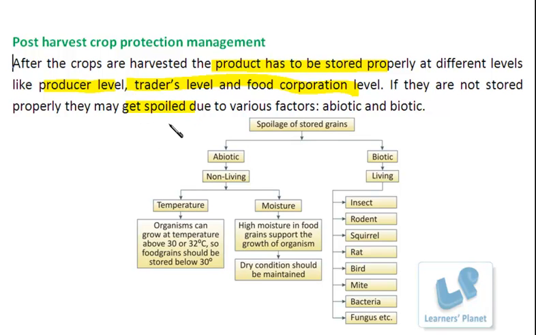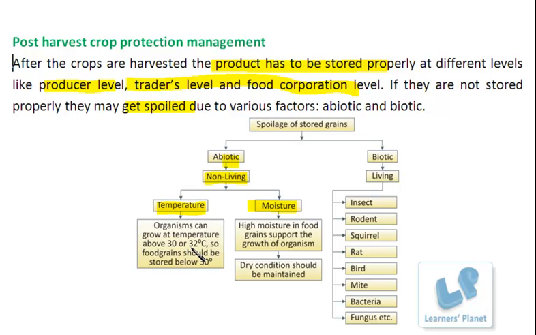And the factors behind the spoilage are of different types, which can be abiotic or biotic. The abiotic factors are non-living, as the name itself suggests. A means absence and bios means life. So those parts which do not have life, that means the non-living things in short. Which are these non-living factors which can spoil the stored grains? They are temperature and moisture. These are the two factors. Besides this, there are many more, but here we are just highlighting these two points.